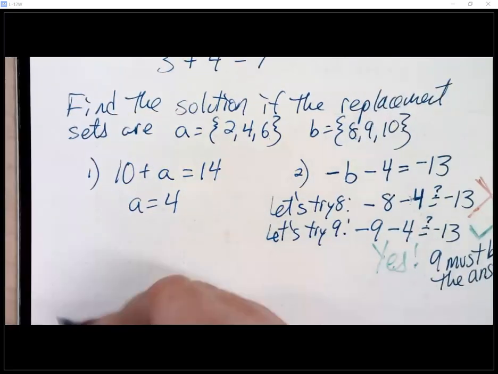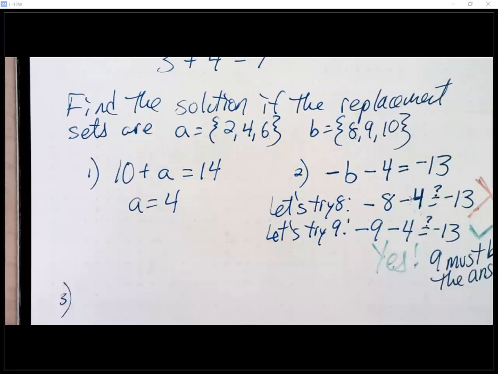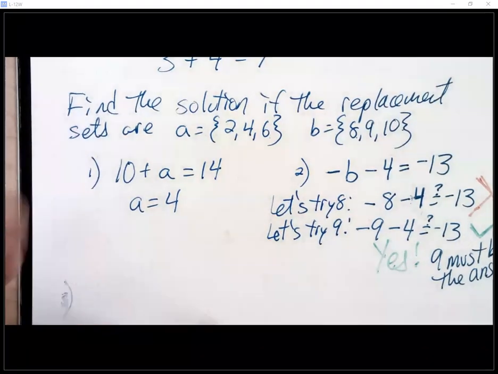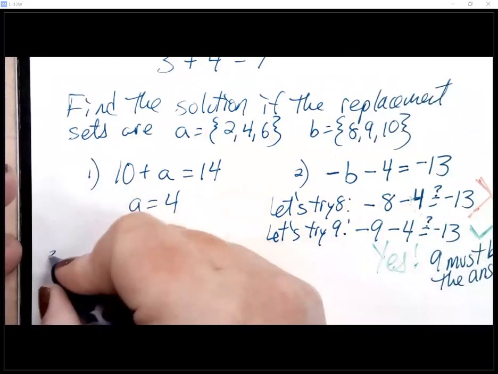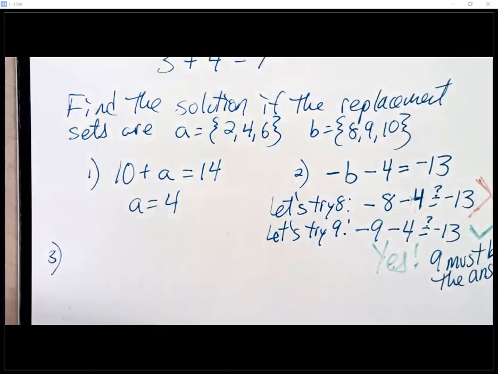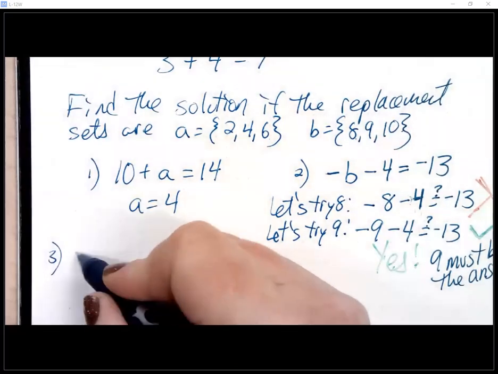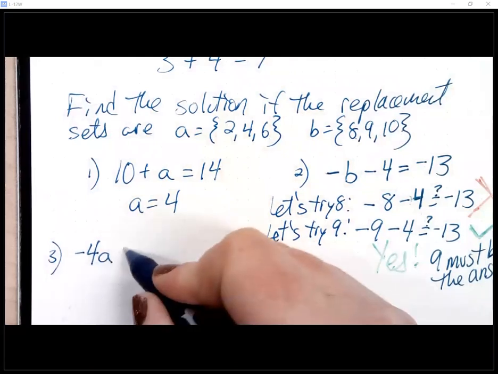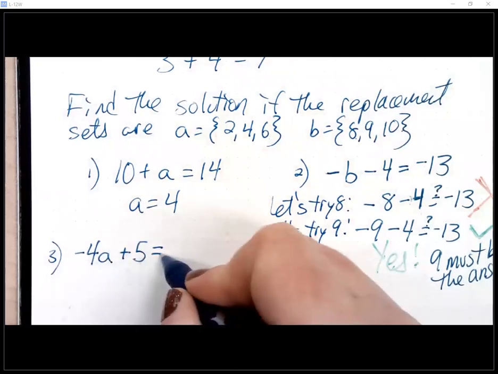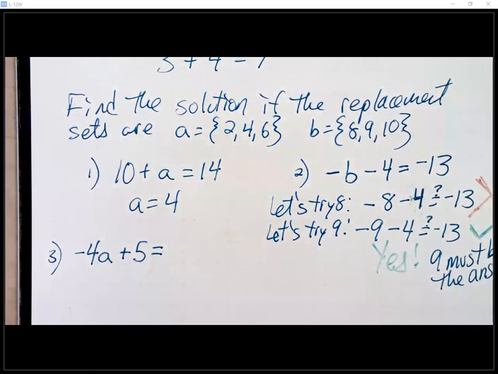Same replacement sets. I'll make this one a little bit trickier. Oh, you know what? I'm going to do it a little bit higher so it fits better. Let's do, how about -4 times A plus 5 equals, let me think what I want it to be. -19.